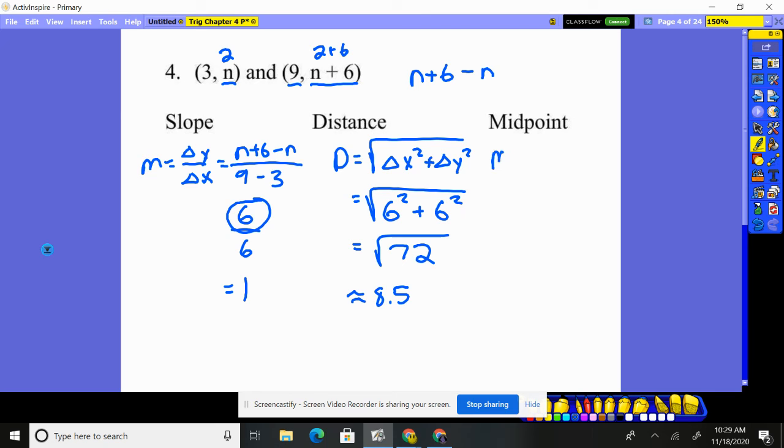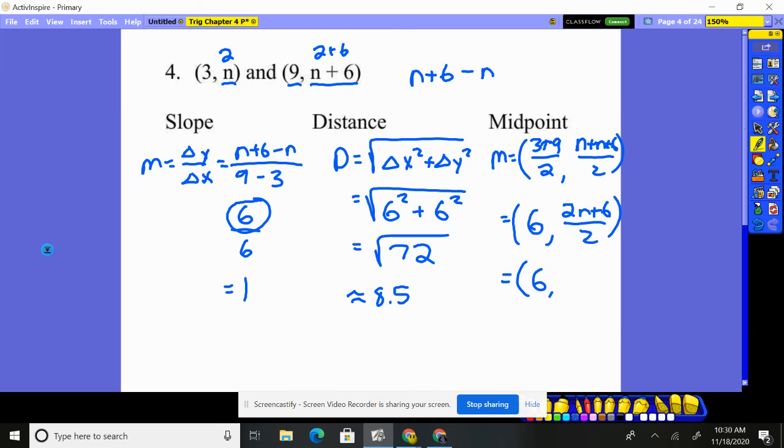Midpoint. Simply add your x's together and divide by 2. Add your y's together and divide by 2. Well, x's is easy. 3 plus 9 divided by 2. The y's, n plus n plus 6 divided by 2. So we're going to get an expression right there. So 9 plus 3 is 12. 12 divided by 2, 6. Here I get 2n plus 6 divided by 2. Well, that's simply 2n divided by 2 is n. 6 divided by 2 is 3. It's n plus 3. And there's your midpoint.